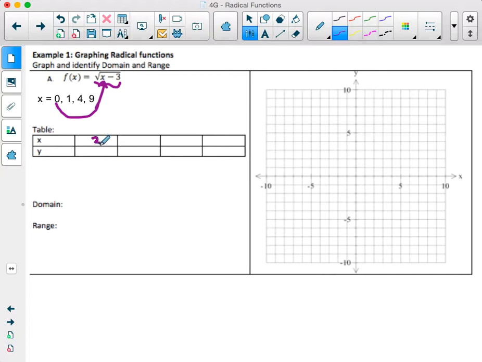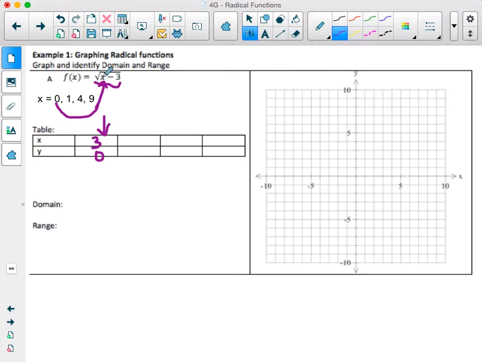Well, I could make it equal 3. And if I plugged in 3, I would get back 3 minus 3, which is 0. Square root of 0 is 0. And we always want this value. When you're graphing a square root function, you always want to make sure that you are going to get a radicand that equals 0, because that's going to be the starting point of your radical.